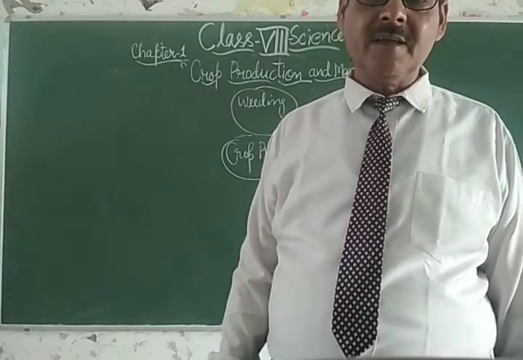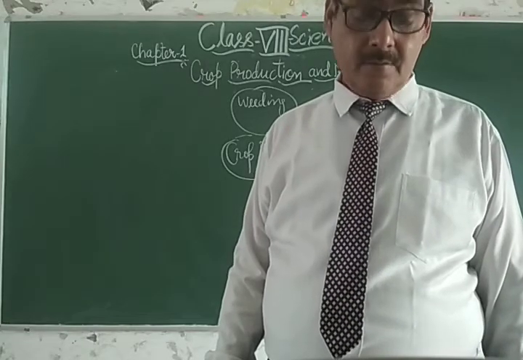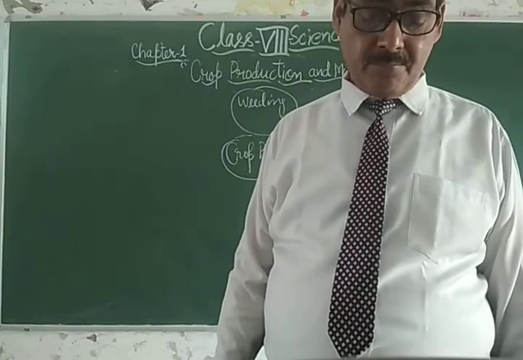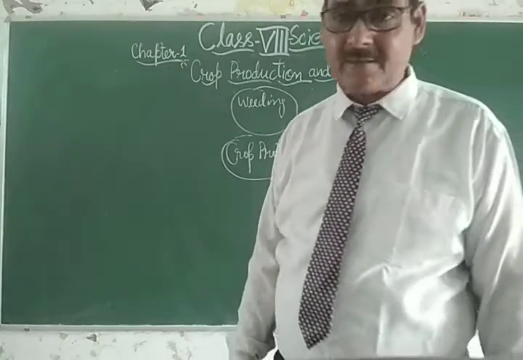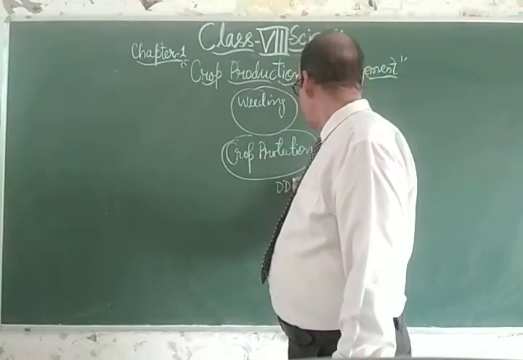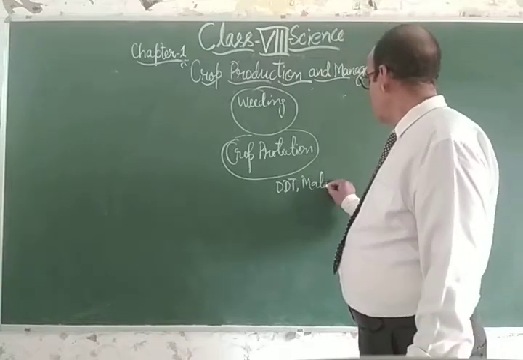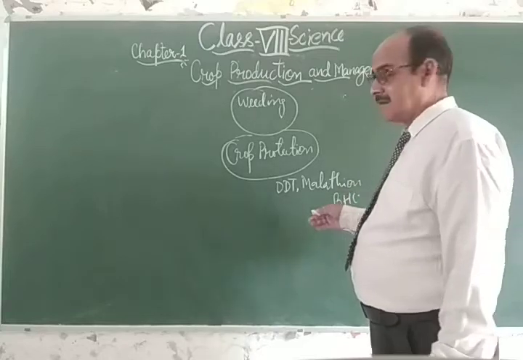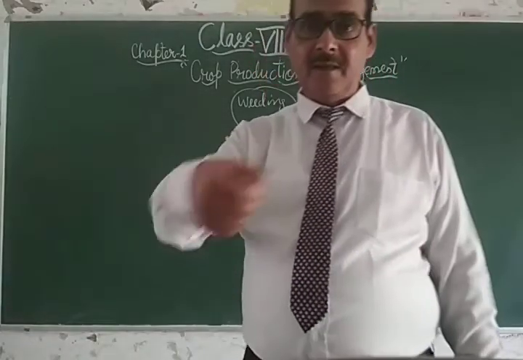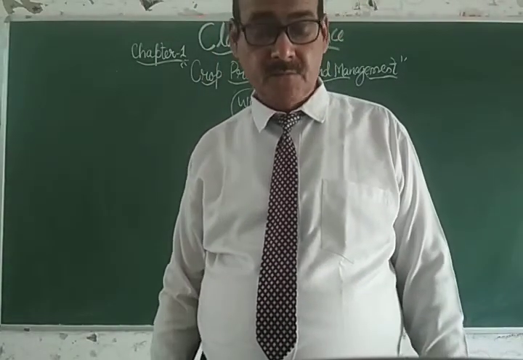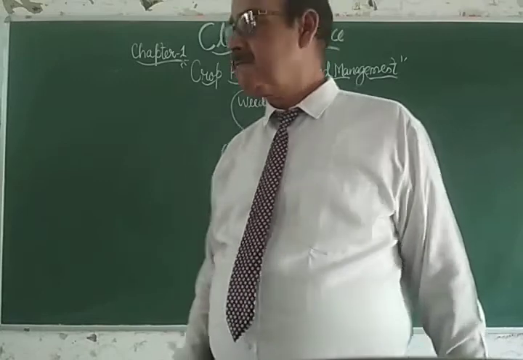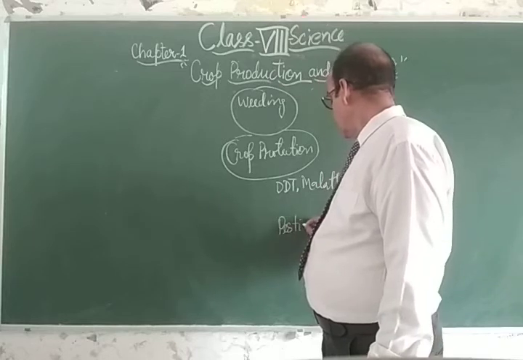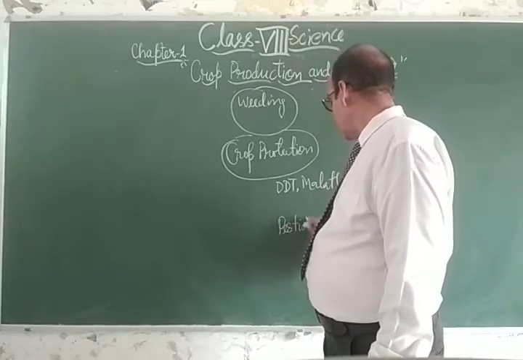So there is a need to use chemical insecticides and pesticides. The chemicals that are sprayed are DDT and malathion BSC. These are some chemicals used for spraying in the crop field for protection from different types of insects. Second is pesticides: pests like rats and others can be killed by using pesticides.